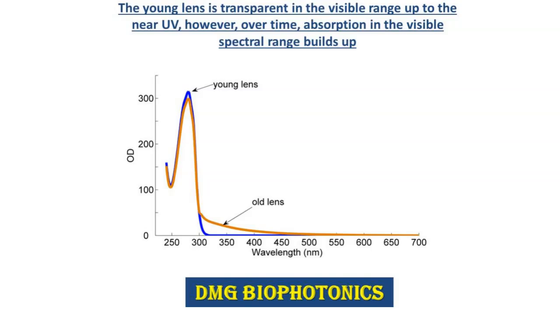Since one eye lens protein contains an average of 4 tryptophan residues that absorb UV light, the lens has an extremely high optical density in the UVB range, forming a long-pass filter which protects the eye and the lens itself from toxic UV radiation. The young lens is transparent in the visible range up to the near UV. However, over time, absorption in the visible spectral range builds up.